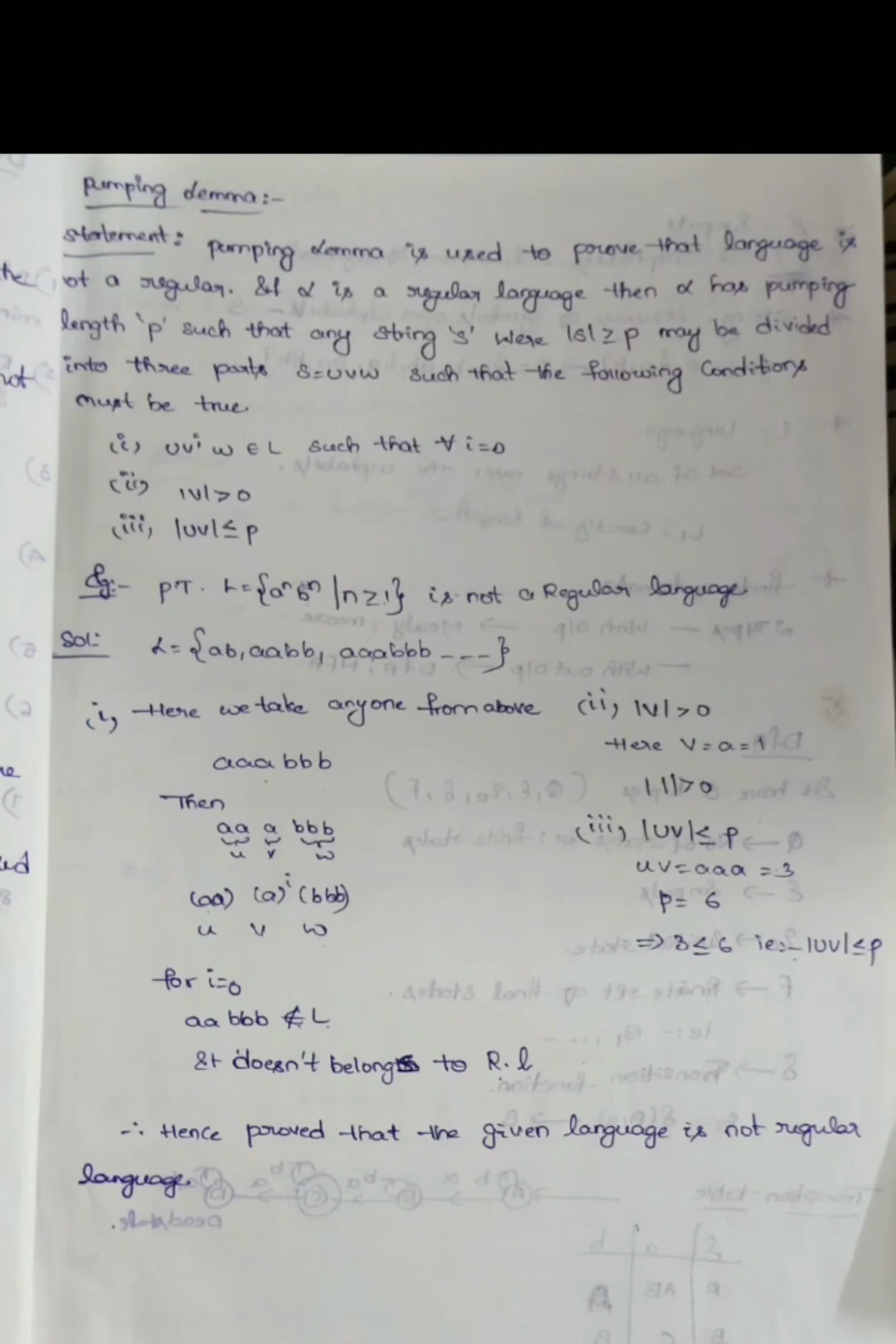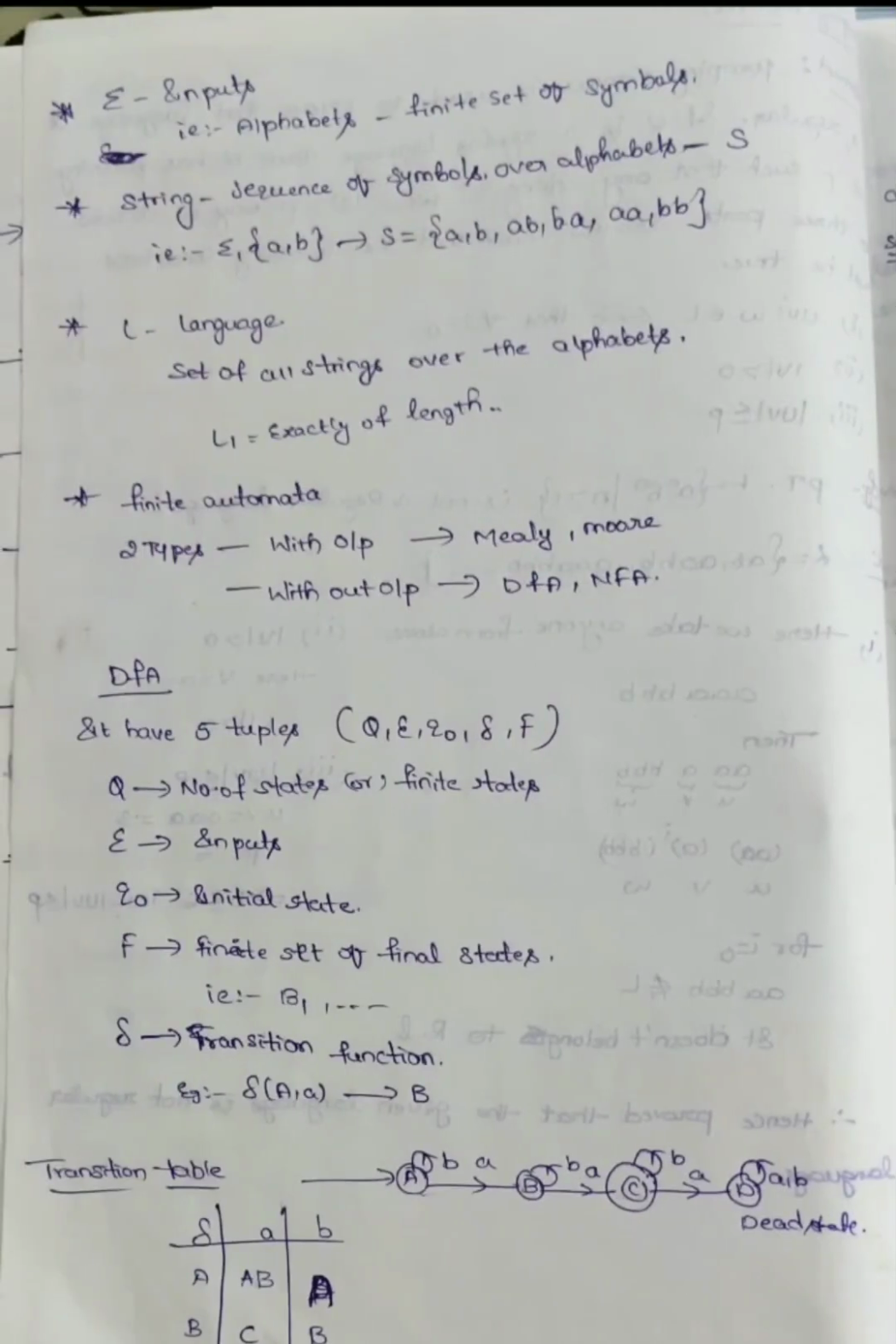Next, the second condition, |v| greater than 0. Here v is a single a, which means 1. 1 is greater than 0, so it's correct. Next, the third condition, |uv| less than or equal to p. uv is aaa, which is 3. The pumping length, the total length, is 6. Therefore 3 is less than or equal to 6. That condition is also true, but the first condition is not true. It does not belong to that language, so it is not a regular language. Hence we can prove that the given language is not a regular language.